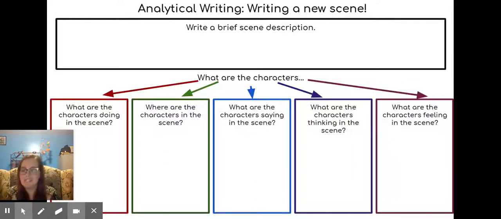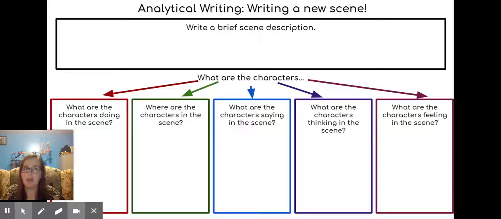Writing a new scene. So the first thing we always need to do is have a description of what is going to happen. It's kind of a summary of what we're planning in our head. What do we want to happen? Who are the characters? What are we looking at? We also need to look at what are the characters doing in the scene? What are their actions? What is happening?